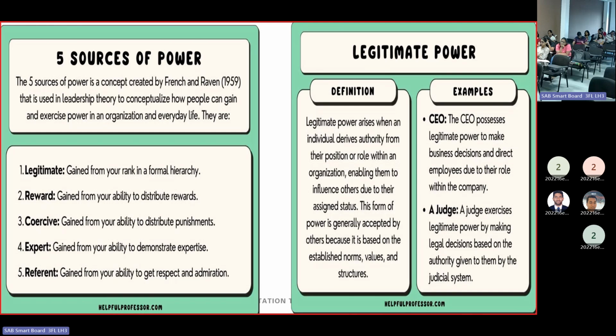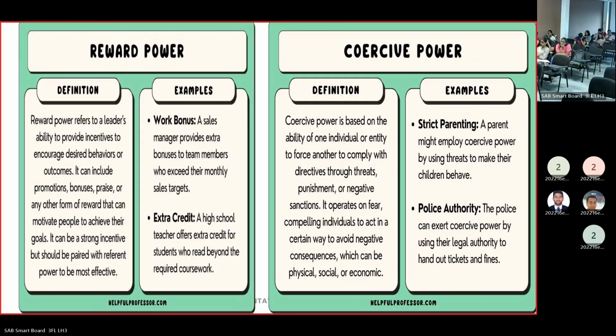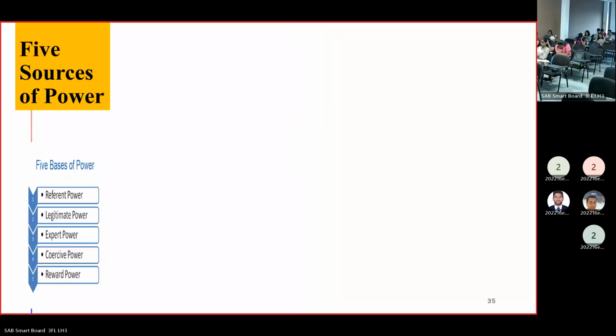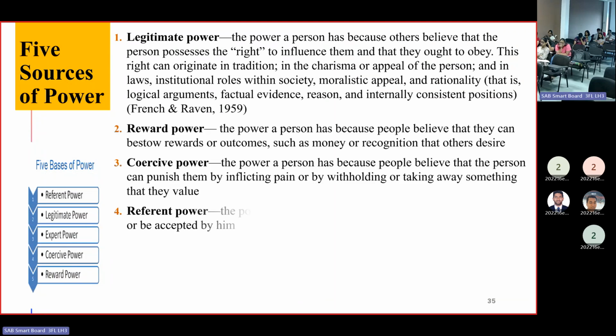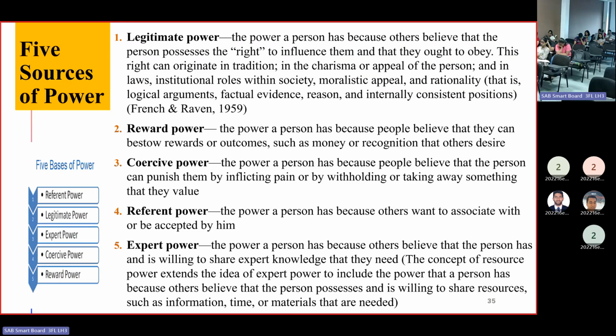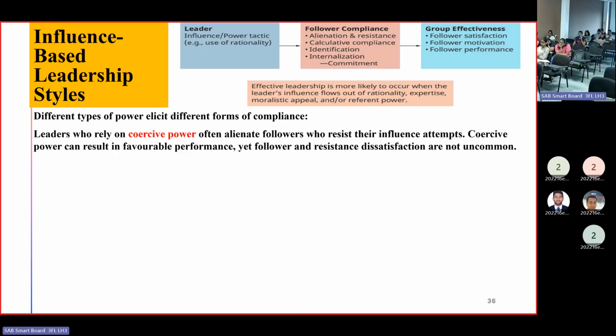Legitimate power, what is it? The CEO possesses the legitimate power to make a business decision, so that I already explained. Okay. Reward power, coercive power. That is legitimate power, an example there, maybe if you can remember the exam. Okay. Different types of power elicit different forms of compliance. Now, so we have five powers.